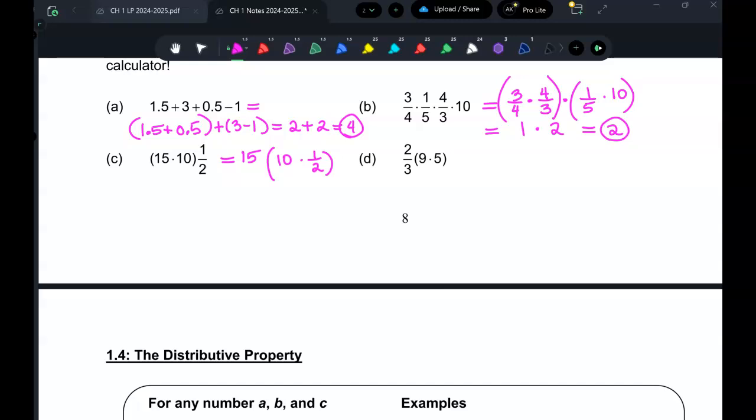But you know what? Okay, what's 10 times a half? What's 1/2 of 10? 5.